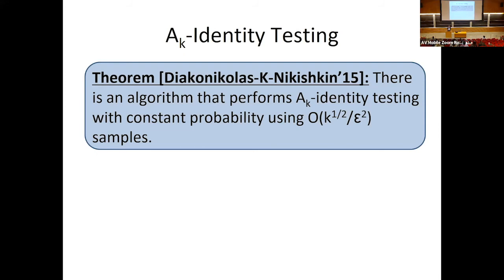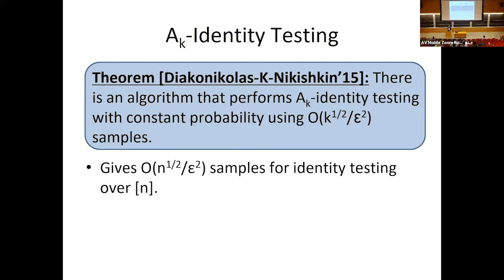There is an algorithm that performs AK testing with constant probability of error using square root k over epsilon squared samples. A few things I'd like to note. One, this gives us square root n over epsilon squared for identity testing for discrete distributions over a domain of size n, because for distributions with domain size n, AK testing is the same as normal testing with k equal to n. I mean, AK distance is equal to total variation distance.